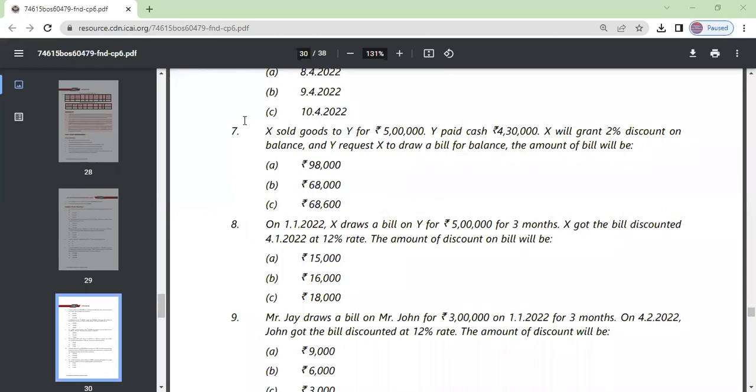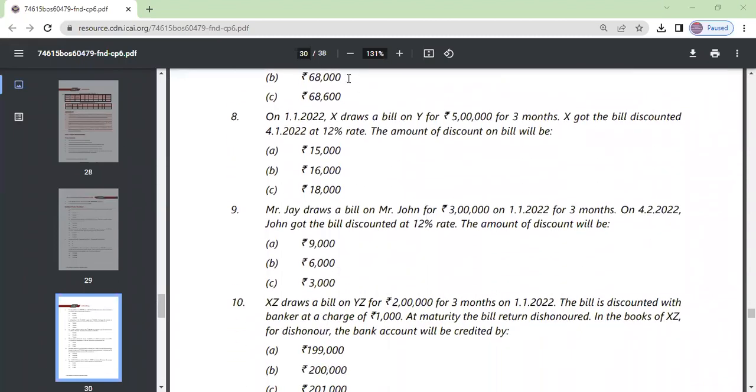Next, coming to question number 8. On 1st January 2022, X draws a bill on Y for 5 lakhs for 3 months. Again, same date, same time period. Easily we can say due date equal to 1st April, maturity date equal to 4th April.